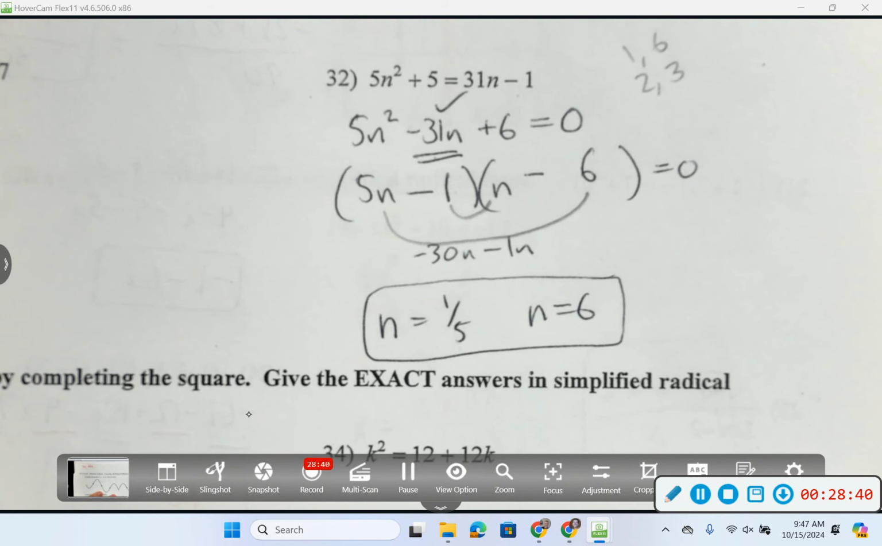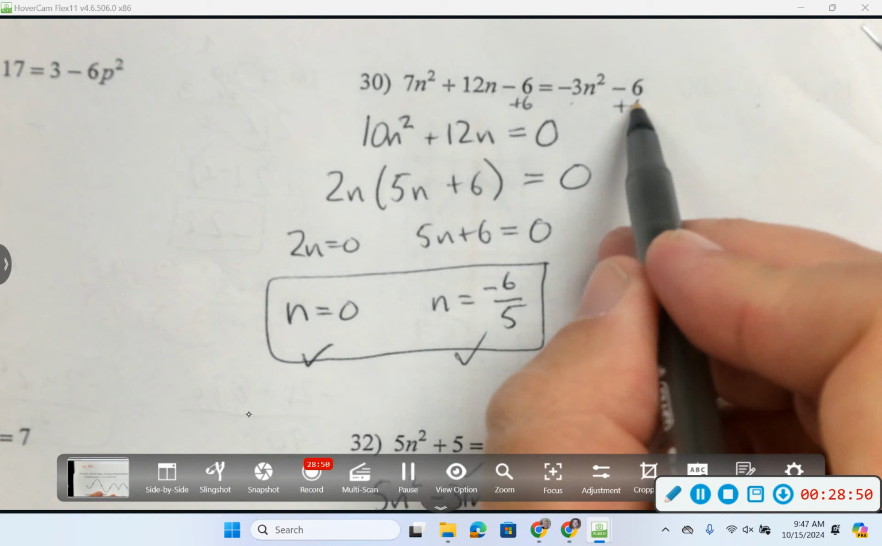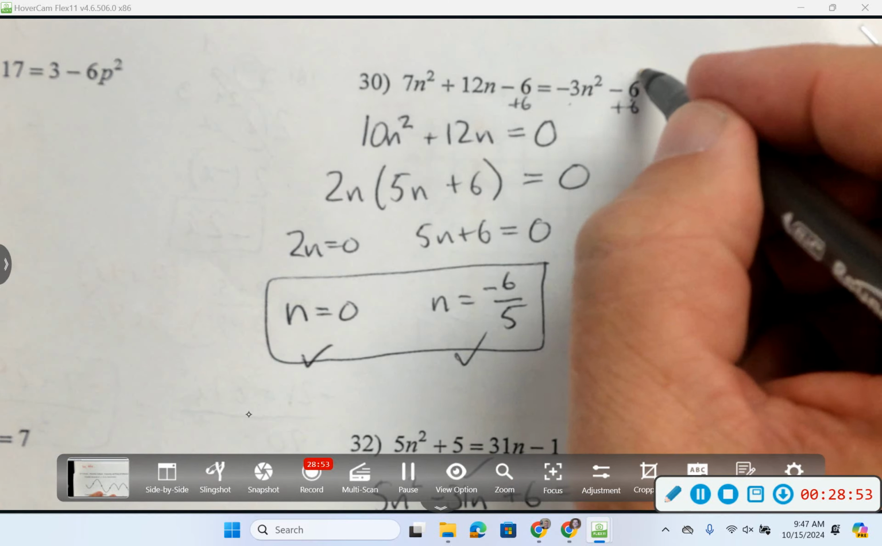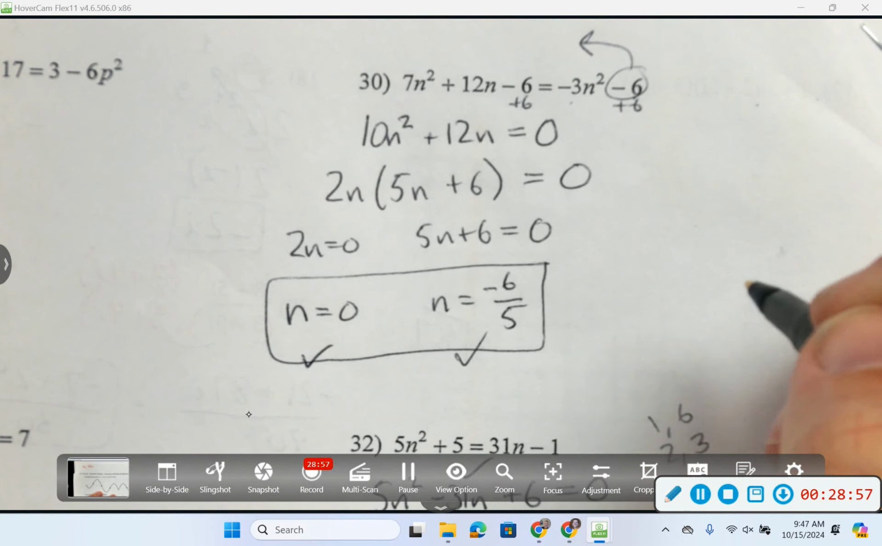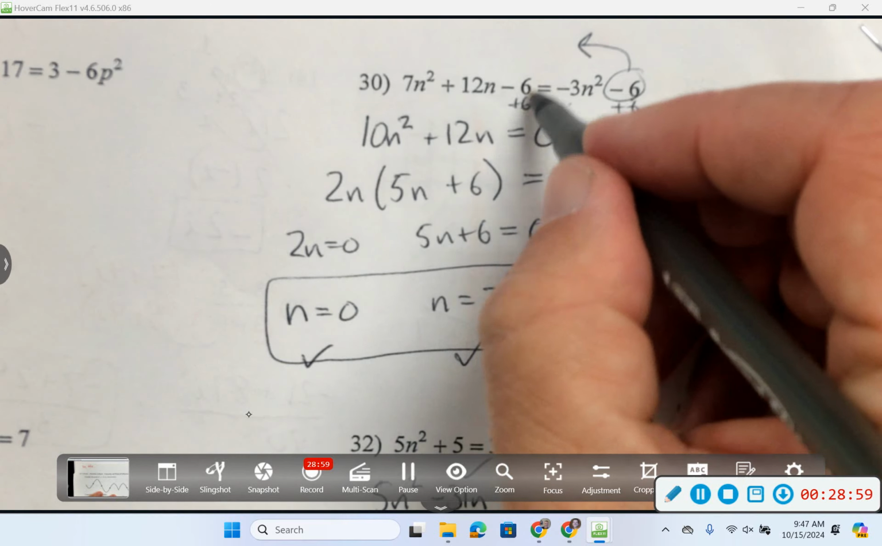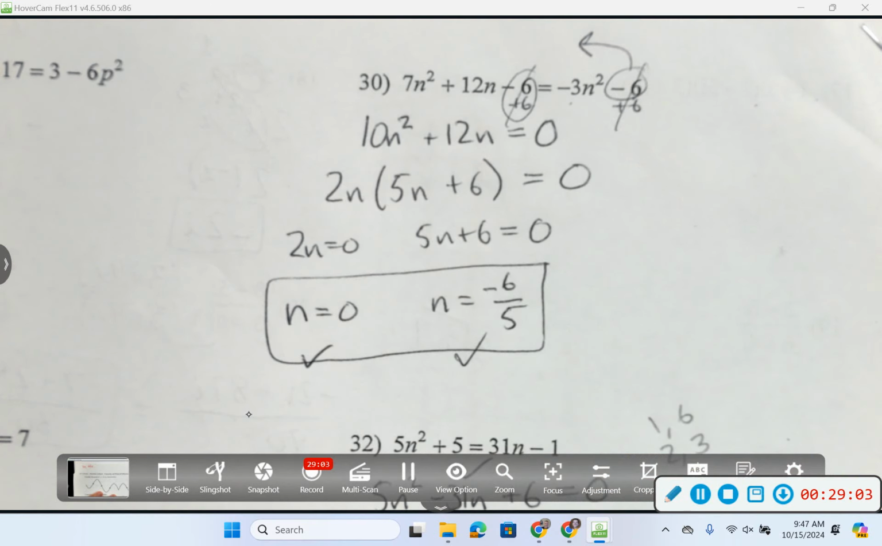How come you added the 6 on 30? How come you added the 6 equals 0? Back to number 30. I wanted to get this 6 to the other side, to set it equal to 0. So plus 6 to cancel it out, which also canceled it out over there. Does that answer your question?